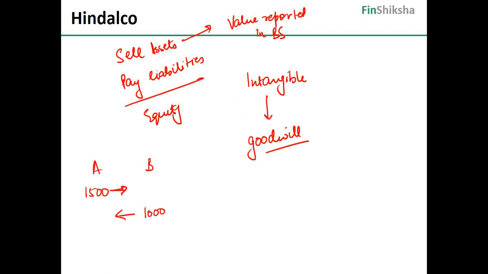Outflow is 1500, inflow is only 1000. So to adjust this, you create an entry called goodwill of 500. So 1000 worth of assets come in, goodwill of 500, and minus 1500. Note that this has come only because someone has decided to overpay for the assets that exist.